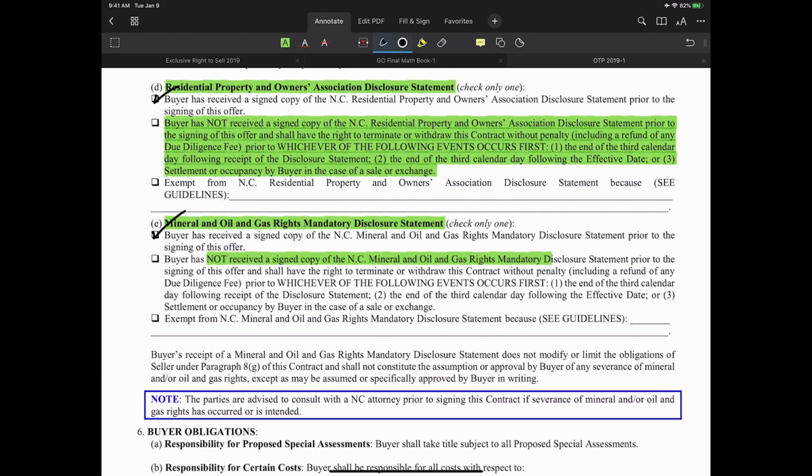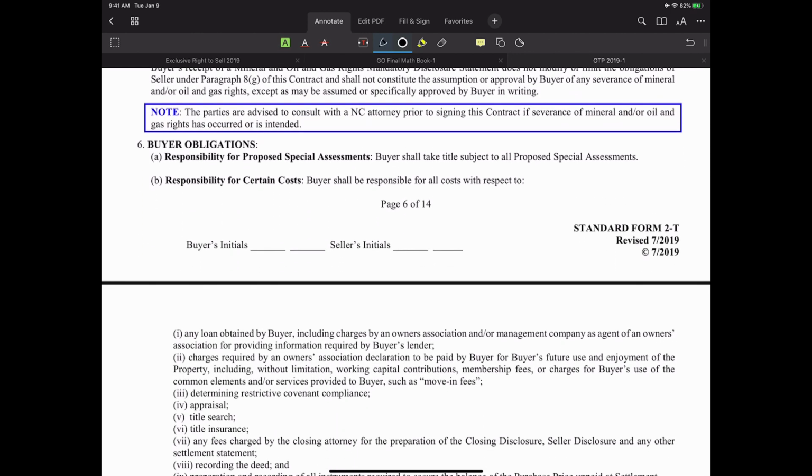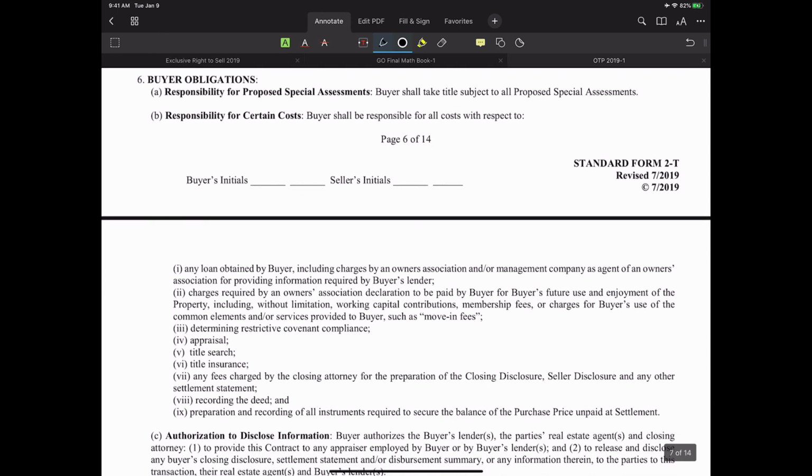Absolutely, please. That's going to be our buyer obligations. And as you pointed out, before, we had our buyer representations, and now we have our buyer obligations. This is what the buyer's obligated to do. They are obligated to pay for the proposed special assessments. There's some things they have to pay for at closing, or I should say settlement. So anything having to do with the loan, if there's going to be an appraisal, title search, title insurance, recording the deed, if there's any paperwork that needs to be done so that they can get a loan.